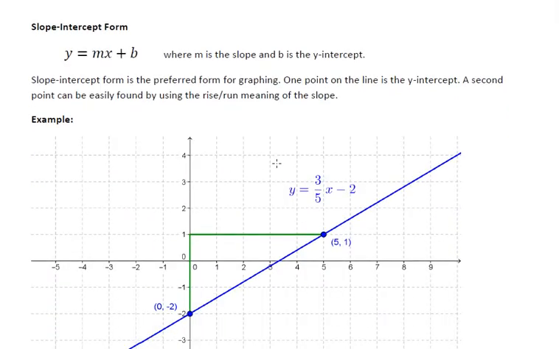The second form, this is a very useful form, is the slope-intercept form, y equals mx plus b. When you have the equation of a line in this form, you can read right out of it, m is the slope of the line and b is the y-intercept, the height or depth on the y-axis where the line intercepts the y-axis.